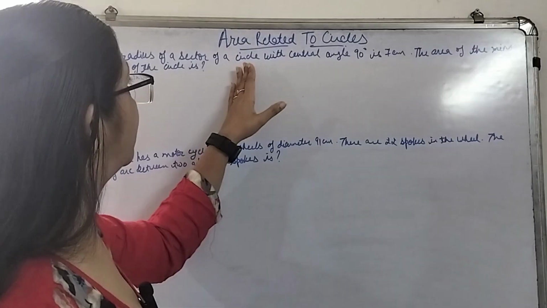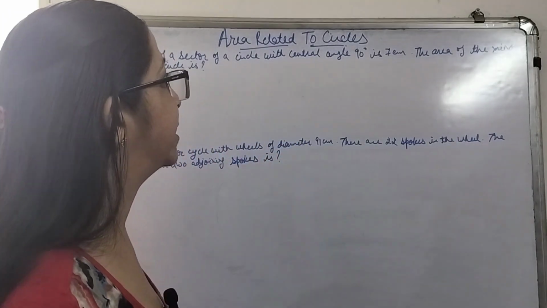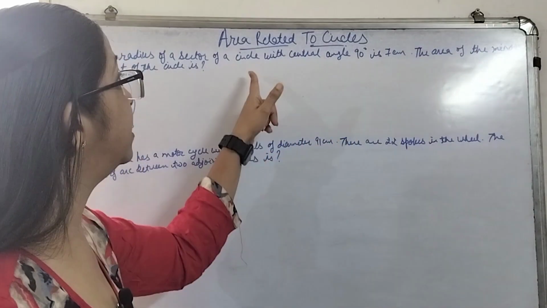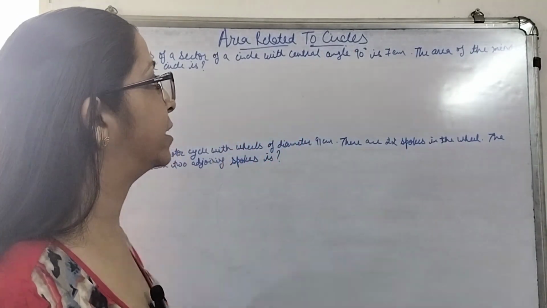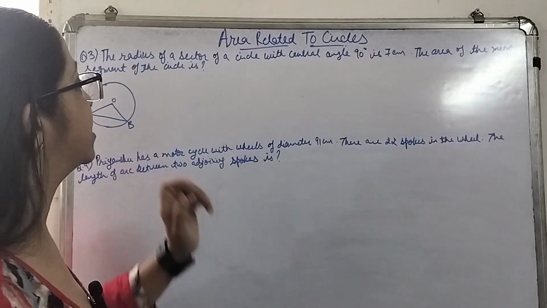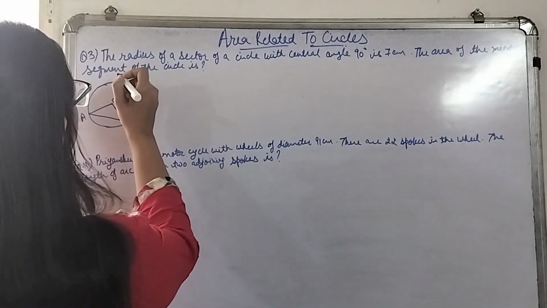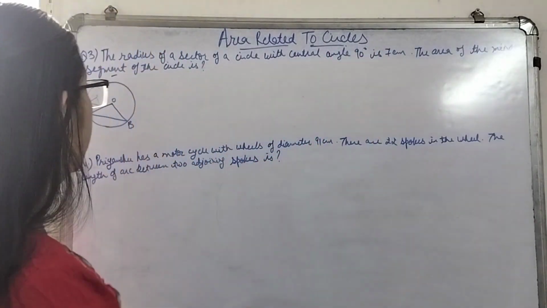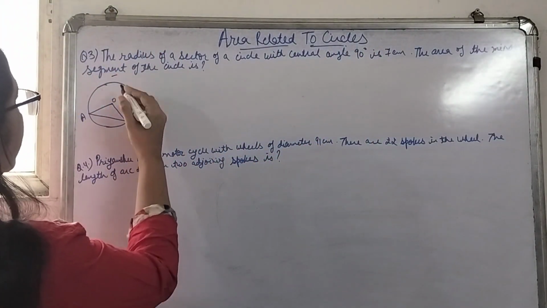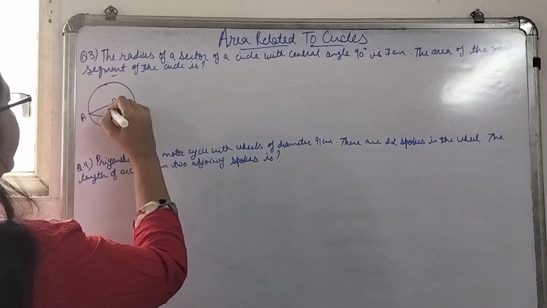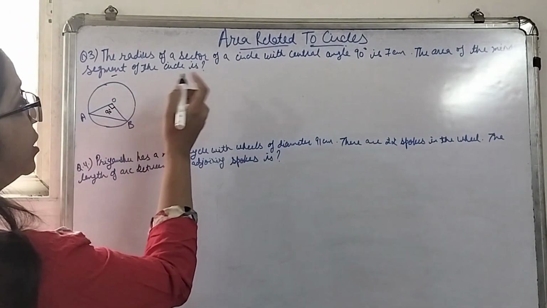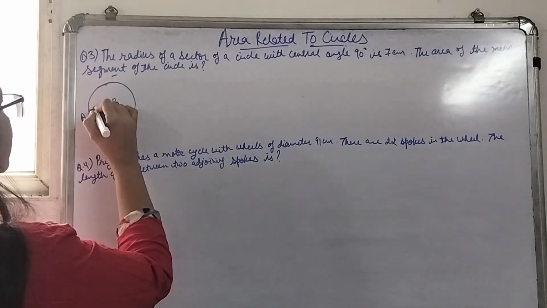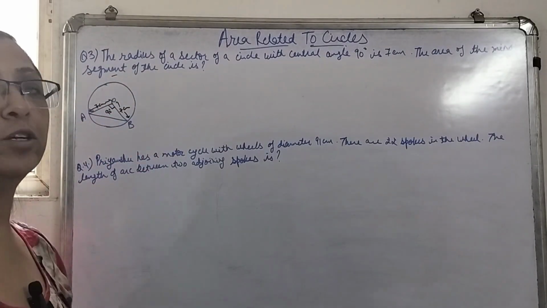So here are the next two questions. The radius of a sector of a circle with central angle 90 degree is 7 centimeter. So the radius of the sector is given to us as 7 centimeter and the central angle is given as 90 degree. We have to find the area of the minor segment of the circle. If this is the circle, O is the center, then this is the central angle, 90 degree, and the radius is given as 7. That means OA and OB both are radius of the circle and both are 7 centimeter.